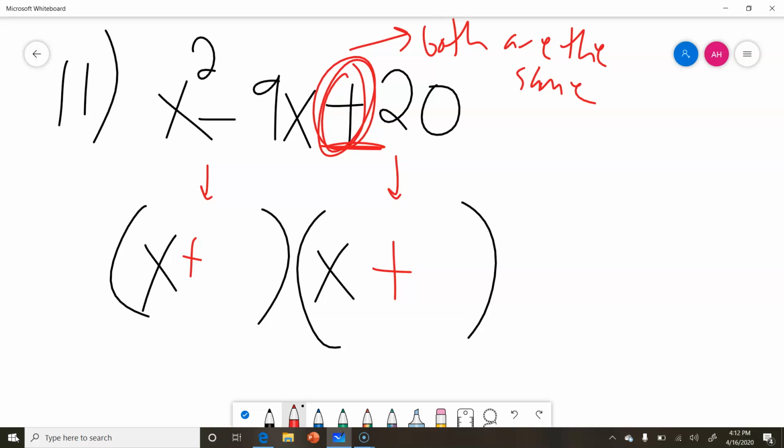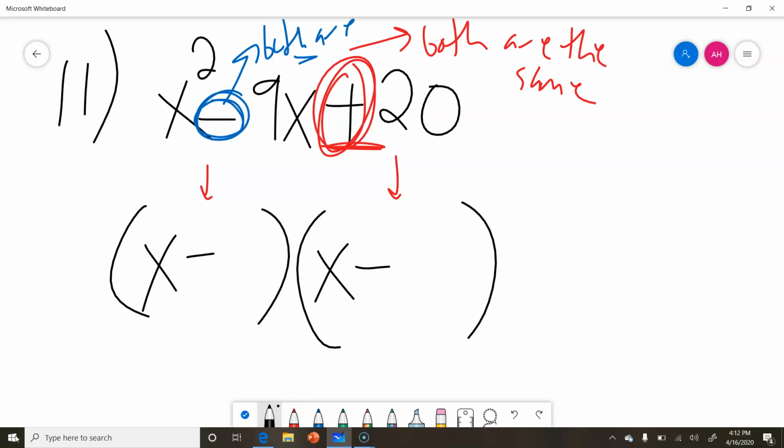Now, how do I know if they're both positive or both negative? Well, that's where I just look to this guy right here, and it is a negative. And when that is a negative, in this case, it means both are negative. So I come down here and erase this and say, guess what? I already know. Both are negative. Negative, negative.